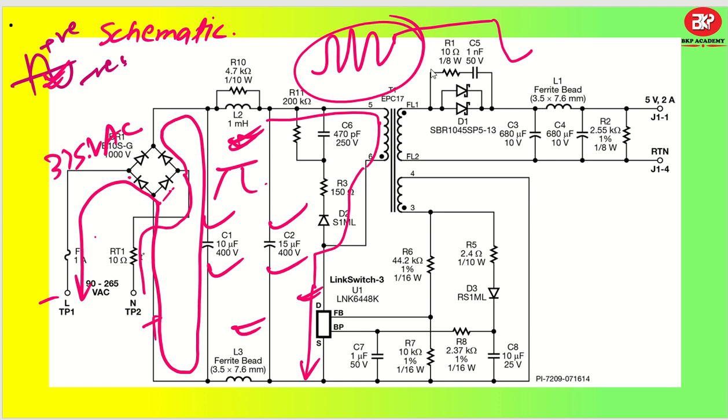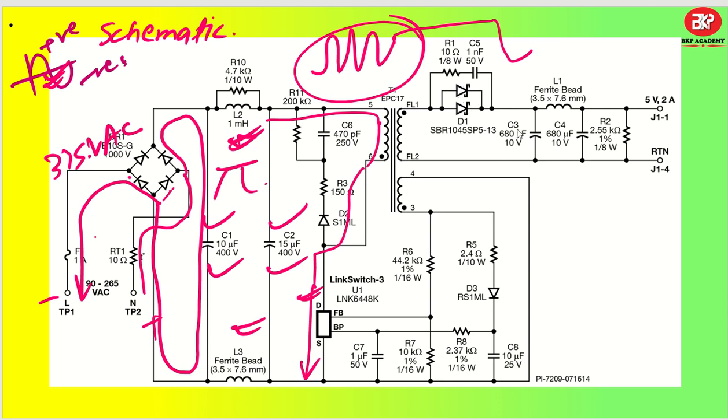And this RC is going to suppress any of the spikes that are coming up, so they have to be chosen very carefully. Got it? So this is a 10 ohm resistor and a 1 nanofarad capacitor. They are going to reduce the spike so that it will be good.